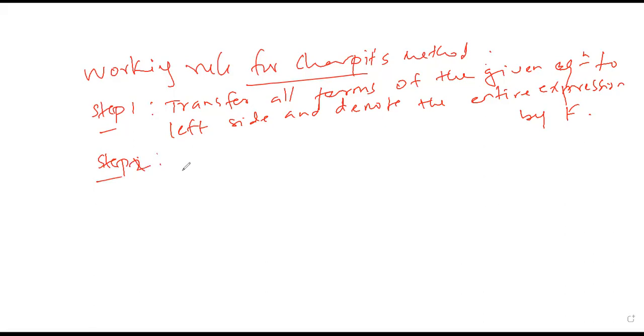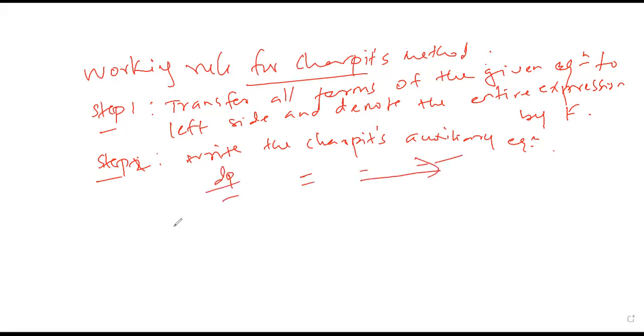Step number 2: write the Charpit's auxiliary equation. That means dp over what? So write down the equation, I'm not going to copy it. That is dx over what, dy over what, is that?